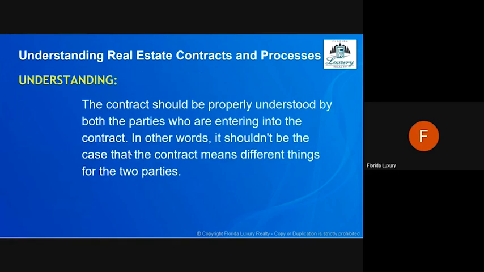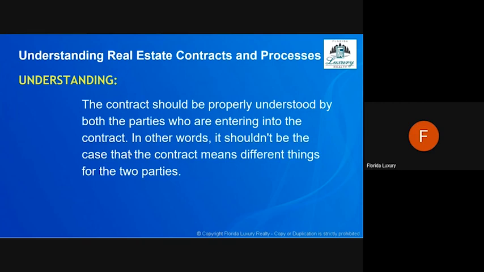So here are some terms in real estate that we really want to understand. And if at any point you have questions, feel free to stop me and we'll talk through it. Understanding: the contract has to be properly understood by both parties who are entering into it. It shouldn't be the case that the contract means different things for the two parties. Now, here's what happens in real estate. Buyers go through, they sign these contracts.